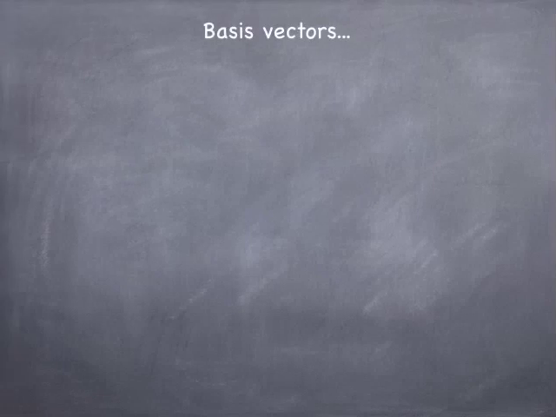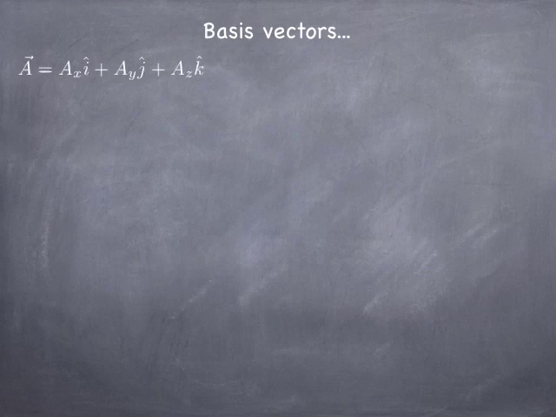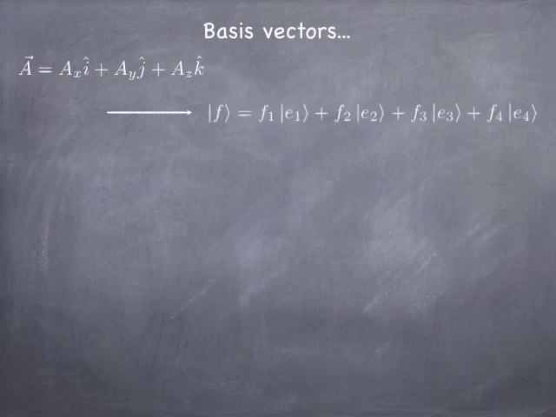Okay, let's talk about basis vectors. A set of basis vectors is sort of the analogy of the i hat, j hat, and k hat vectors from regular old spatial vectors. And so in linear algebra, we use basis vectors, which are sometimes called the e sub i's, e sub 1, e sub 2, e sub 3, e sub 4. And then you can write any ket as a superposition of complex numbers, the components, times the corresponding basis vectors.